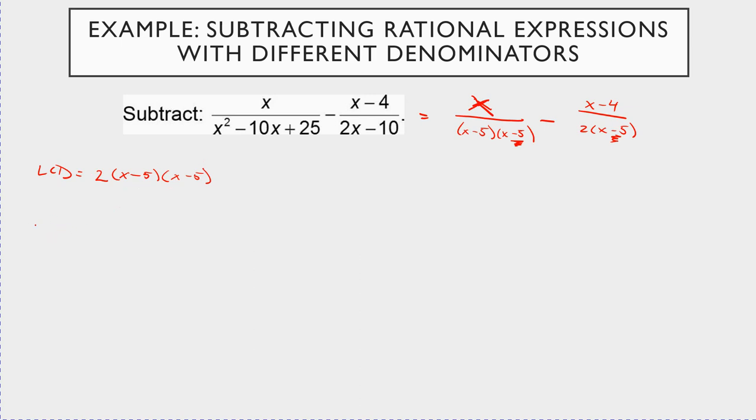So now I'm going to write equivalent expressions over the LCD. So this one is missing a 2, so I'm going to put a 2 in there. So I multiplied a 2 in the bottom, I multiplied 2 by the x up top. Minus, what is this one missing? It's missing an x minus 5. Notice it only has one x minus 5 here, but the LCD has 2.